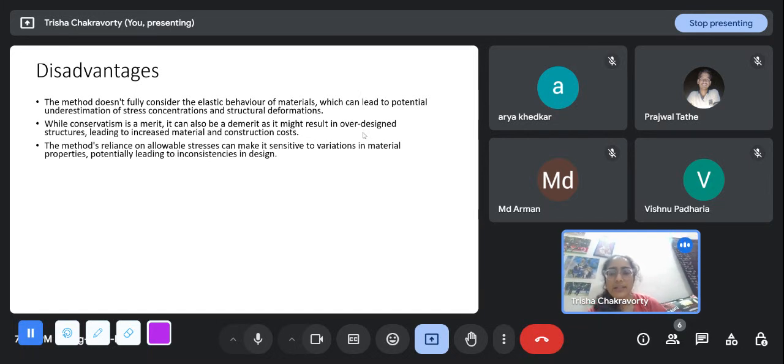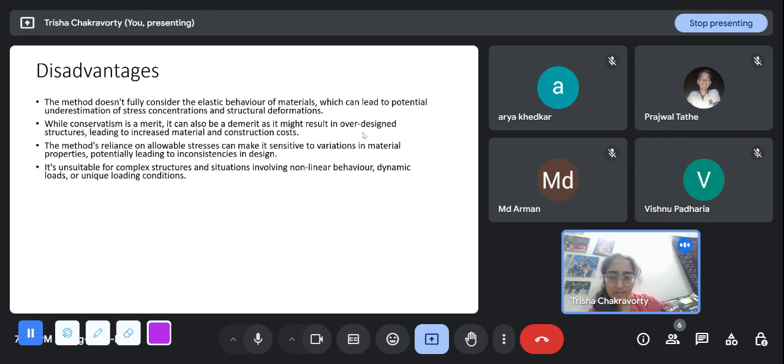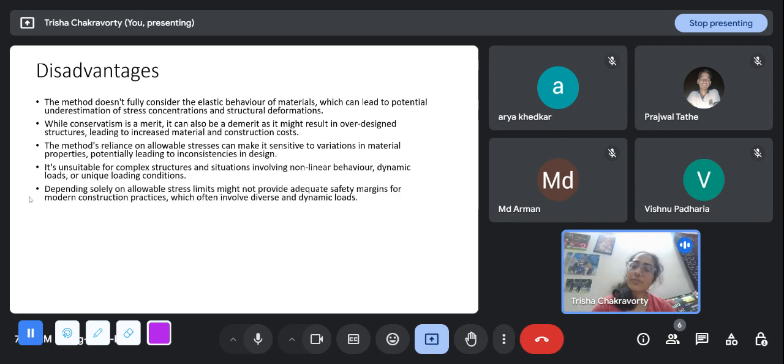The reliance on allowable stress makes this method sensitive to variations in material properties that may lead to inconsistencies in design. It is unsuitable for complex structures and situations involving non-linear behavior, dynamic loads, or unique loading conditions. These are very specific cases, and the working stress method is a very simplified framework. So it is okay for simple structures, but for complex structures, it is better not to go for it. And depending solely on allowable stress limits might not provide adequate safety margins for modern construction practices.